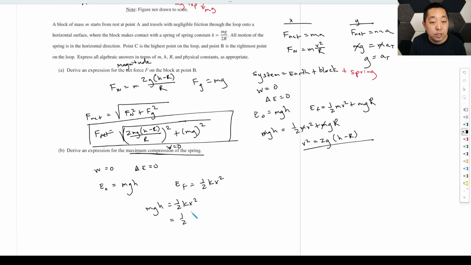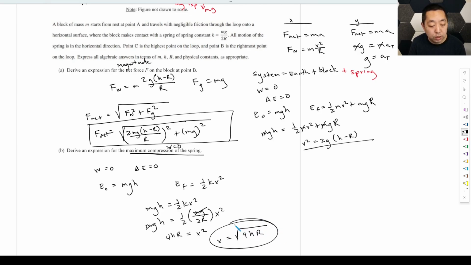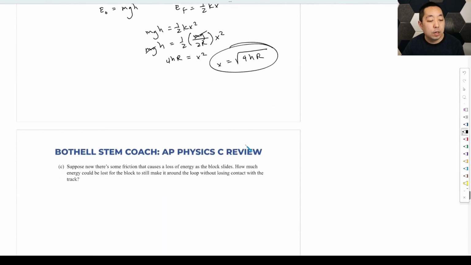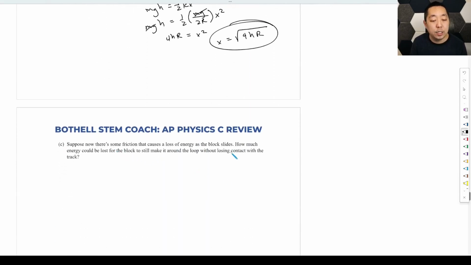This is mg over 2r because they told us what the spring constant was. The mg's can cancel. You can multiply by 4. You get 4hr equals x squared. So x is going to be the square root of 4hr. Like that.